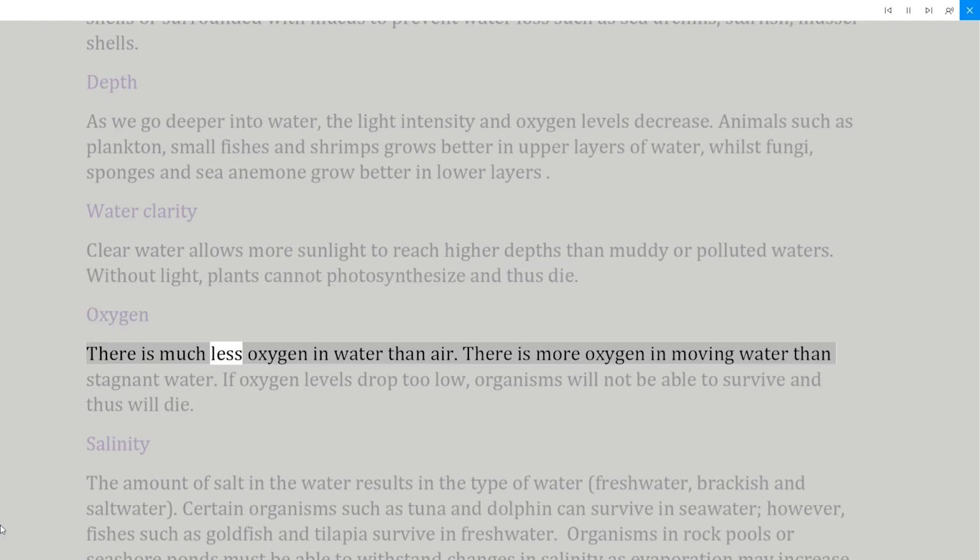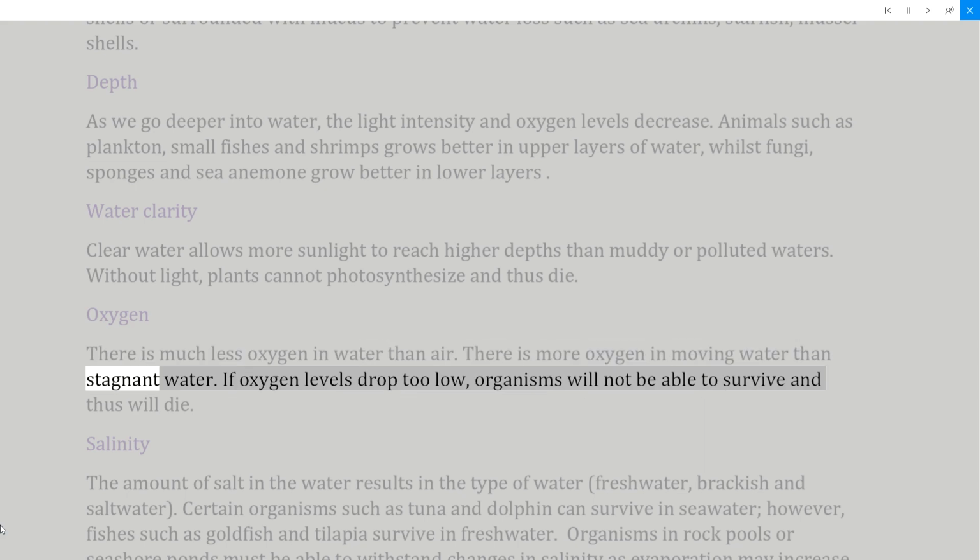Oxygen. There is much less oxygen in water than air. There is more oxygen in moving water than stagnant water. If oxygen levels drop too low, organisms will not be able to survive and thus will die.